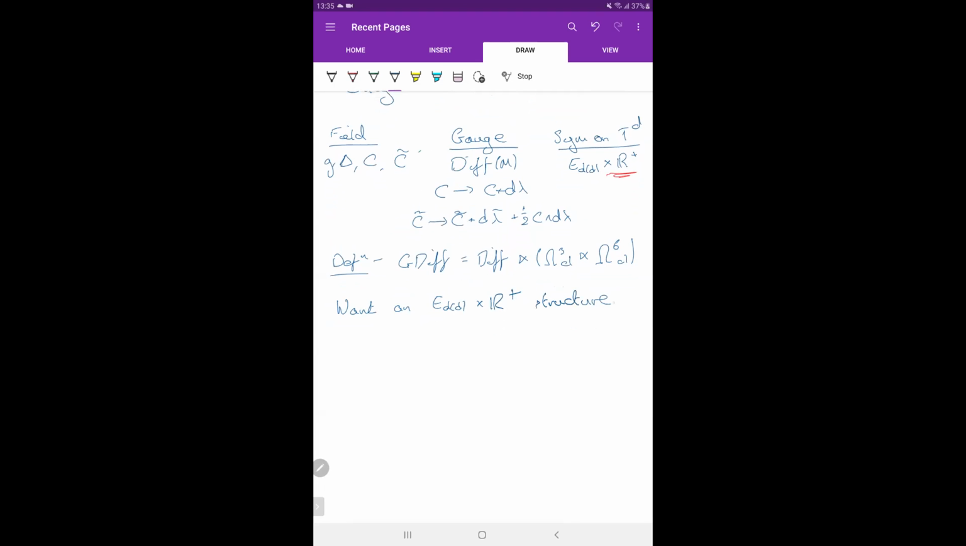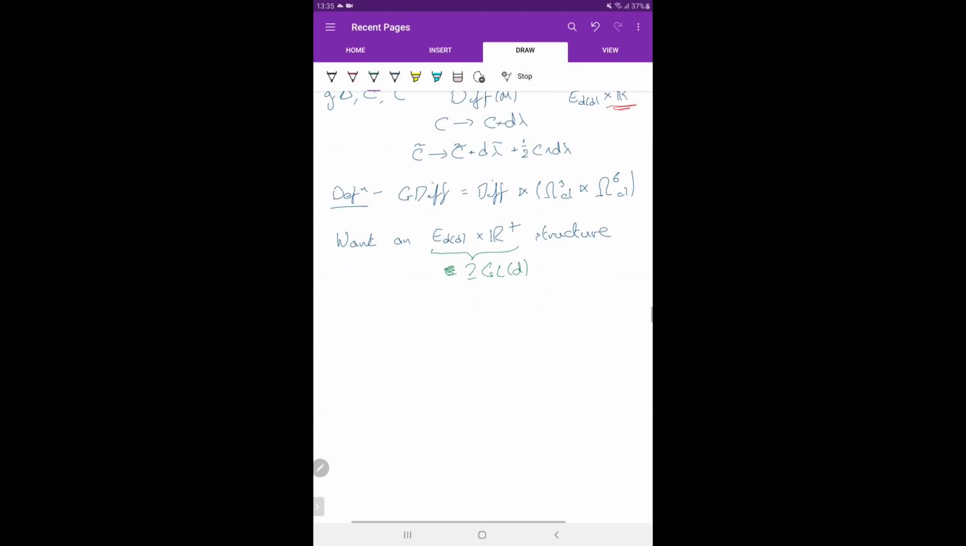So what do we do? We do exactly the same thing we did for ODD. You pick your favorite exceptional representation, you decompose it under GLD, where this has a well-defined GLD subgroup, and then you just assign the fundamental to the tangent bundle. That's it. So examples.